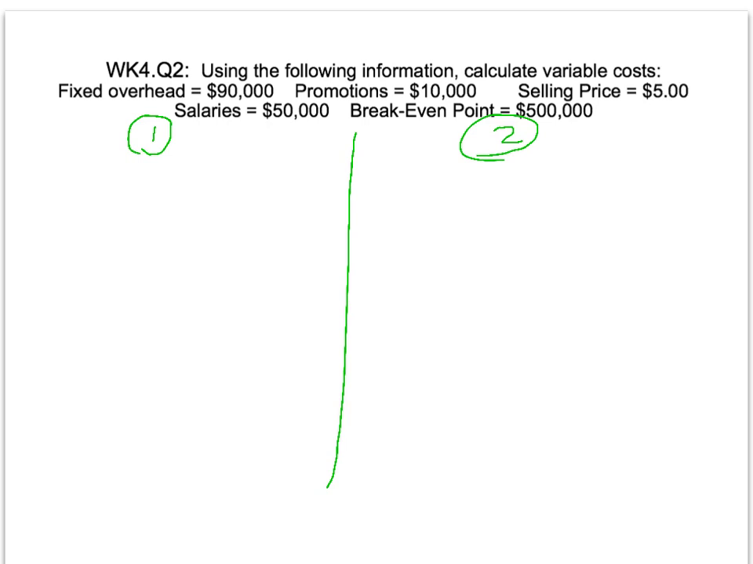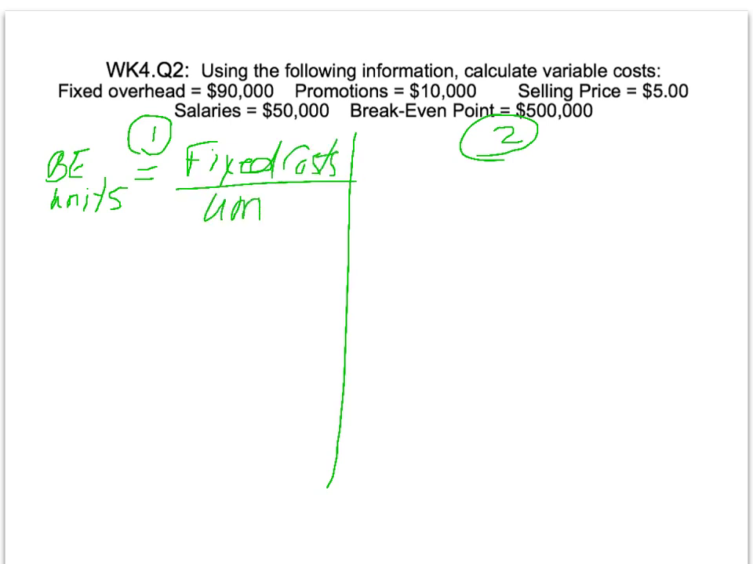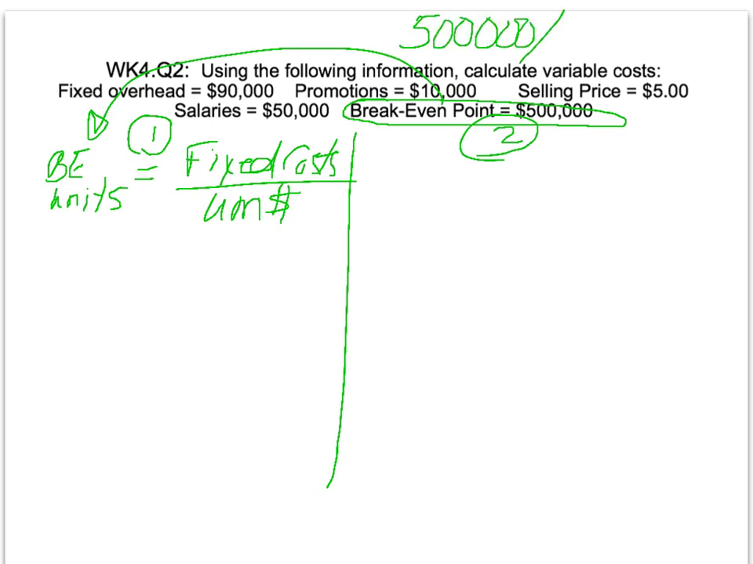So we know that break-even in units is equal to your fixed costs divided by your unit margin or contribution margin in dollars, right? So break-even in units, what we're given is a break-even point in dollars. So to flip that into a break-even in units, we simply take our break-even in dollars of 500,000 and we divide that by our selling price of 5, which means that the units sold to break even must be 100,000 units. So we have a break even in units of 100,000.